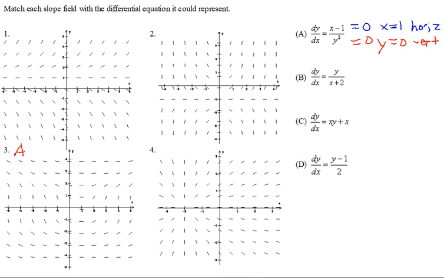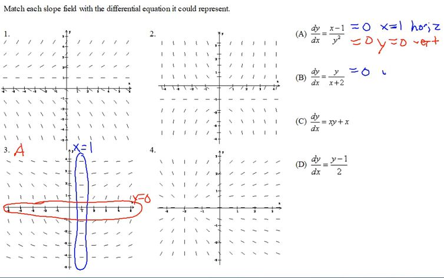All right, let's take a look at the next one here. Again, I'll just circle them so you can see. There's where x equals 1, the horizontal ones, and where y equals 0, we've got the vertical ones. On the next one, we set the numerator y equal to 0, and you get y equals 0. That's where we'll have horizontal tangent lines. And then set the denominator equal to 0, you get x equals -2. That's where we'll have vertical tangent lines.